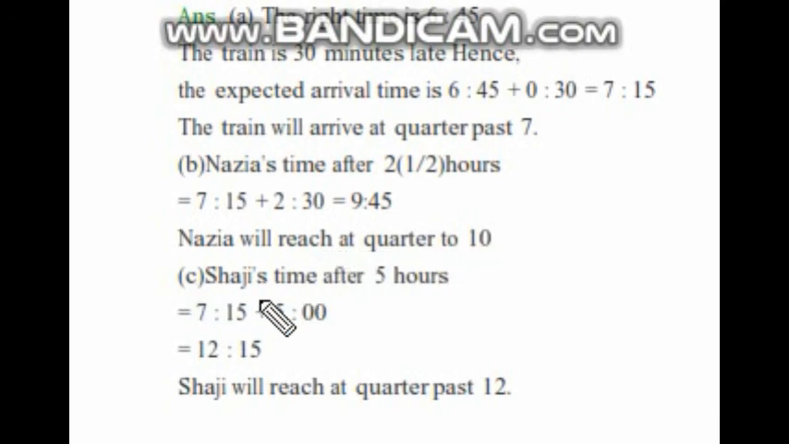Then C. Shaji's time after 5 hours. That means 7:15 plus 5. So 7:15 plus 5 is equal to 12:15. So Shaji will reach at 12:15. So here we end the chapter number 4, wholes and parts.